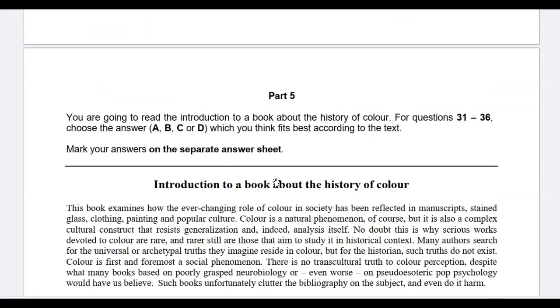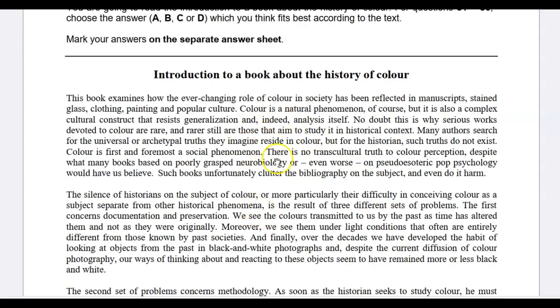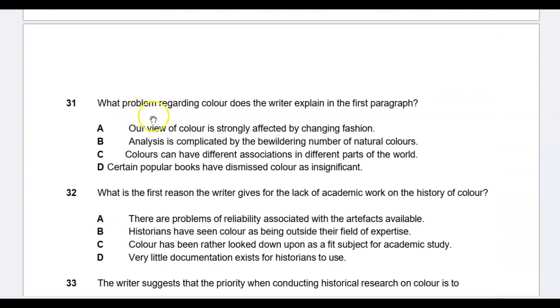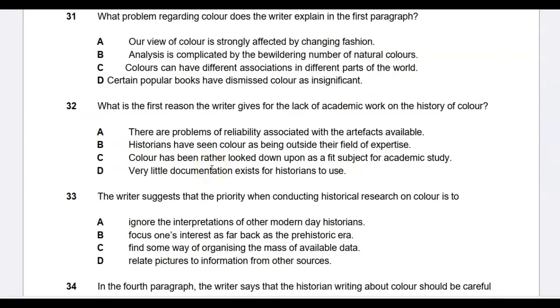Then here we have part 5. You are going to read the introduction to a book about the history of color for questions 31 to 36. Choose the answer A, B, C, or D, which you think fits best according to the text. So you are going to read this, and then you are going to choose either A, B, C, or D.